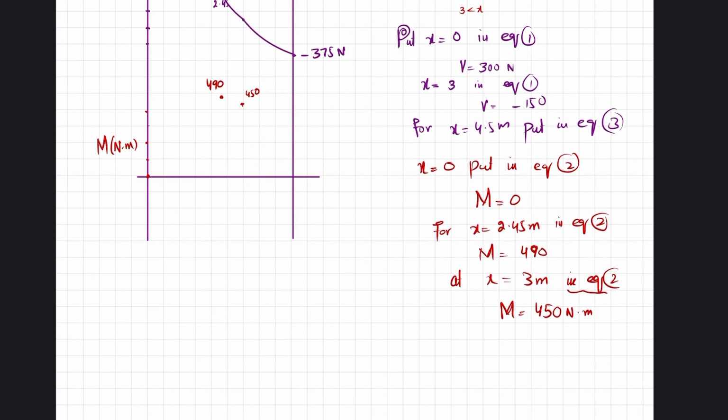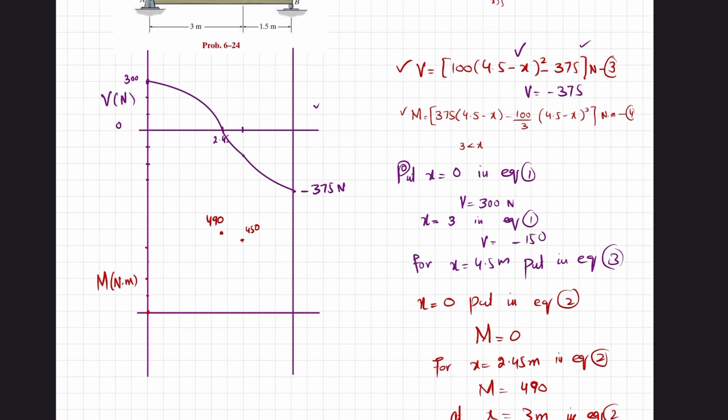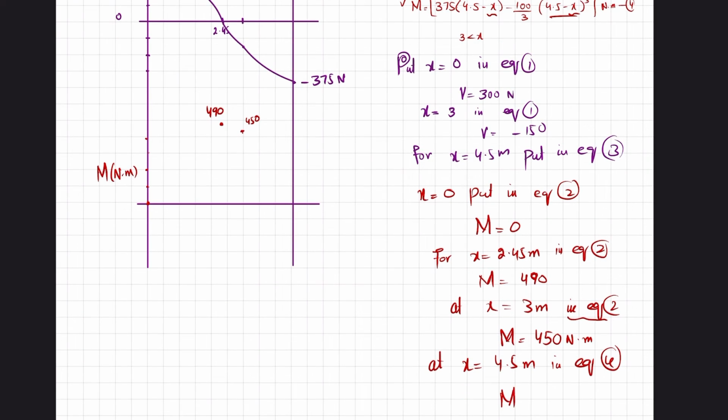Now at x is equal to 4.5 meter, you have to put it in equation number 4. So when you put in equation number 4, x is equal to 4.5, you can see this term will be 0 and this term, so the whole term, we will get moment is equal to 0. So at x is equal to 4.5, the moment will be 0. So now we will join them.